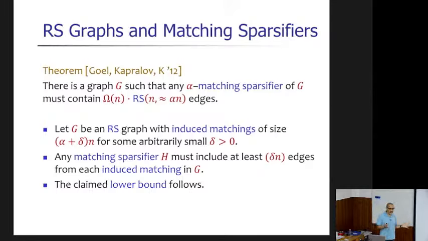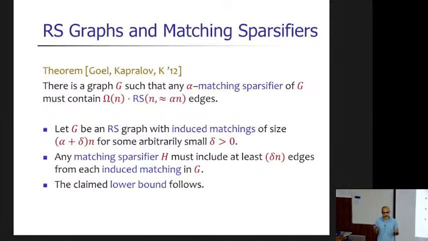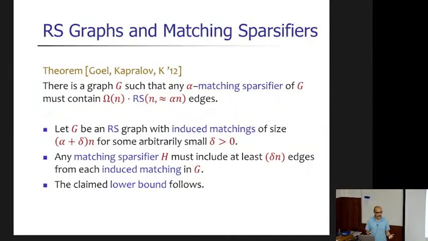The size of the alpha matching sparsifiers of a graph G is lower bounded by the size of the RS graph, which consists of induced matchings of size roughly alpha n. So if those graphs are dense, you can't hope for a small alpha matching sparsifier. Why? The proof is just one line. Let me show it to you.